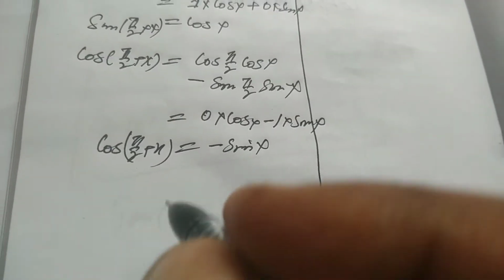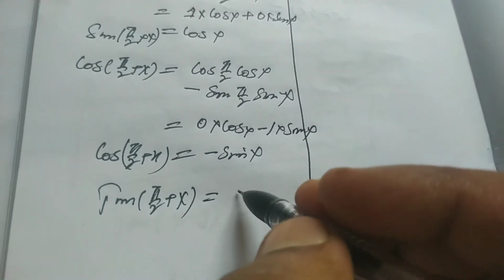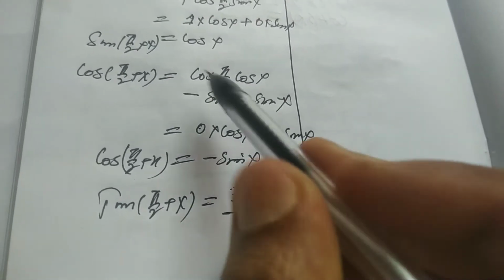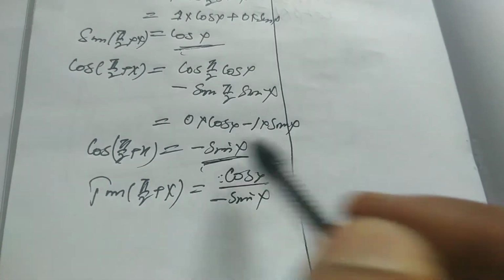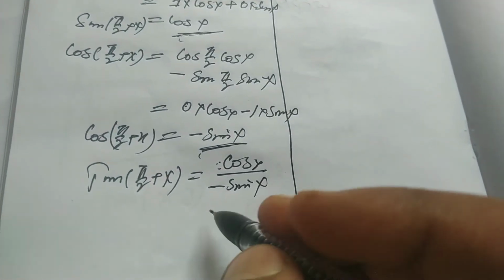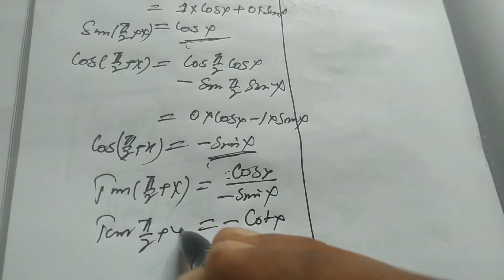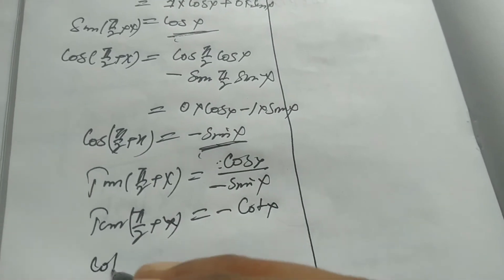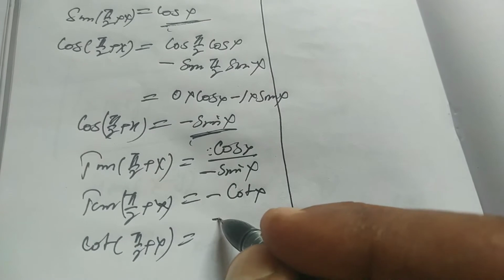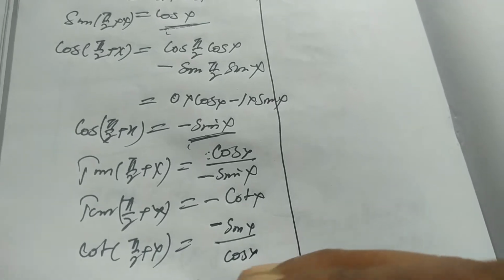Now see the next one, tan(pi/2 + x) is equal to cos x upon minus sin x. That is sin(pi/2 + x) divided by cos(pi/2 + x). This is minus cot x. And cot(pi/2 + x) is equal to, again, minus sin x upon cos x, which is minus tan x.